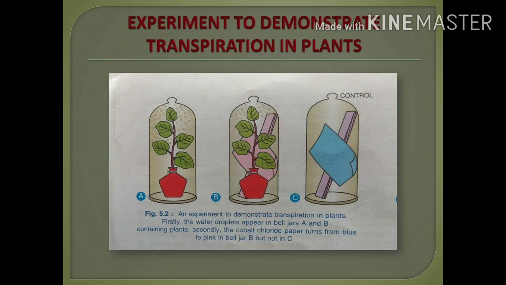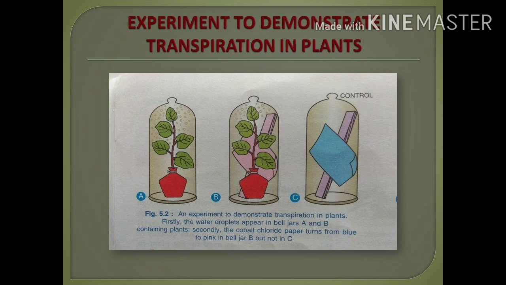In setup B, the same as we did in setup A, but you have to fix the cobalt chloride paper inside the bell jar. You can take a wooden stick and paste this cobalt chloride paper on it. Here the cobalt chloride paper indicates moisture. Blue cobalt chloride paper is the dry color, pink cobalt chloride paper is in moist condition.